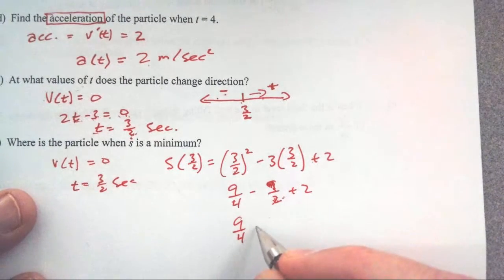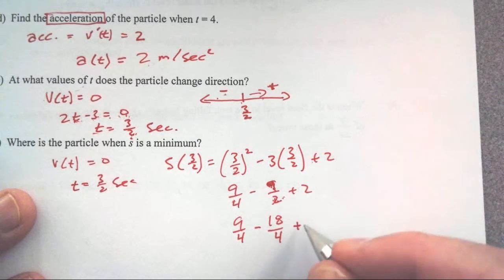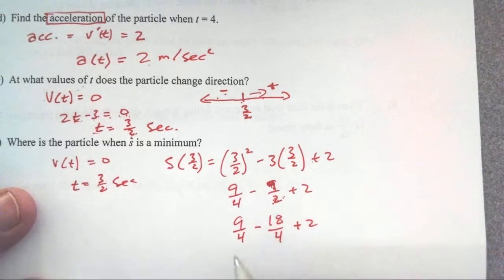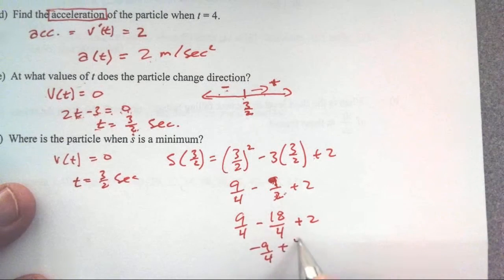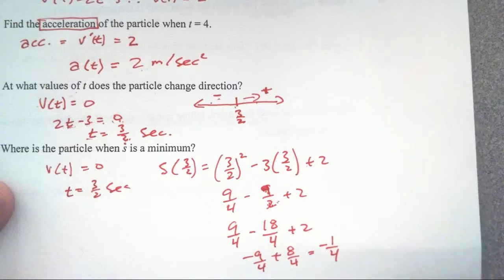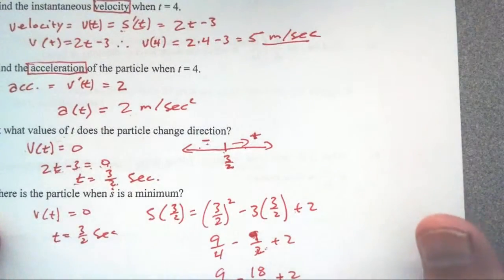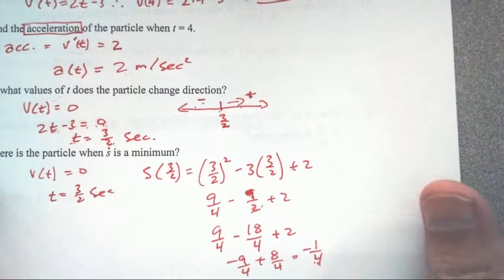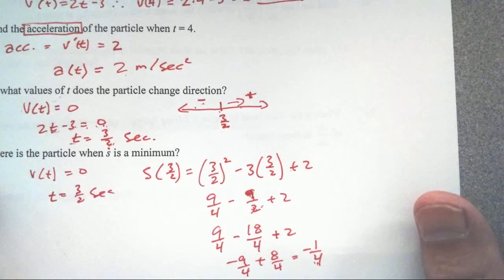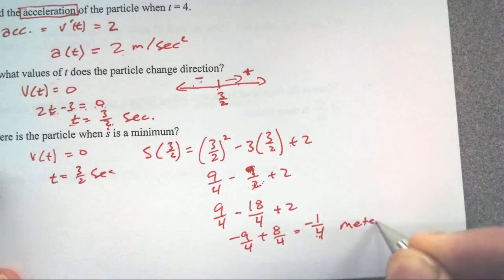I apologize. So we have 9/4 minus 18/4 plus 2, or negative 9/4 plus 8/4. We get negative 1/4, and that would be a really good time to grab your graphing calculator and take a look at this quadratic equation, this parabola, and make sure that our vertex is there. So what is that position? Again, we have to label our answers. Our position in this set of problems is in meters.